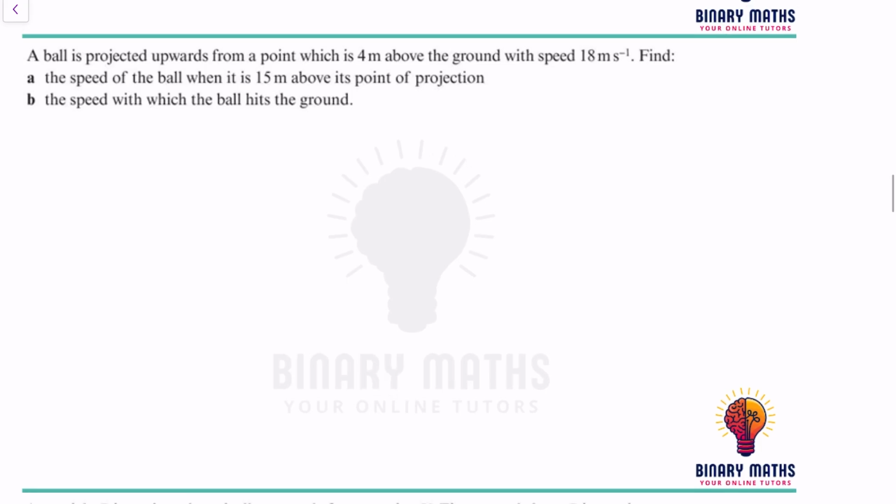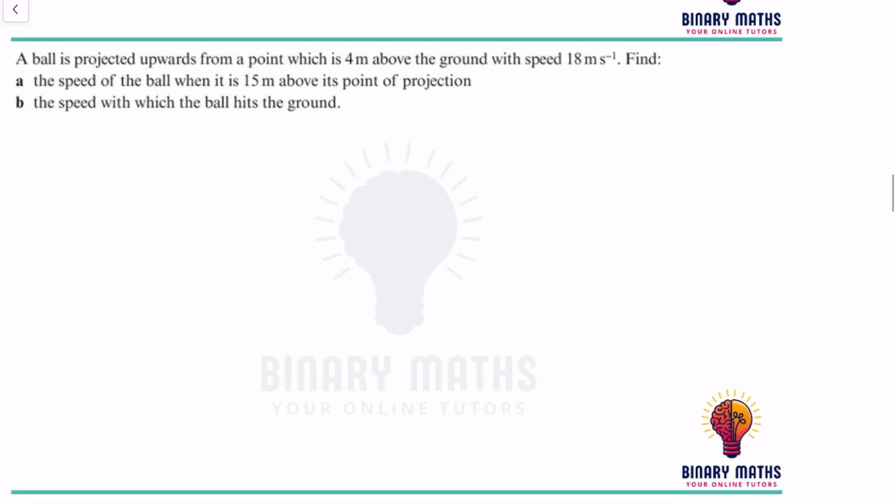A ball is projected upwards from a point which is 4 meters above the ground with speed 18. So 18 going up is the positive direction, but acceleration is negative 9.8. I always call the way it travels first the positive direction. You can set it up the other way, but I always find a consistent method always works out. Find the speed of the ball when it is 15 meters above its point of projection.